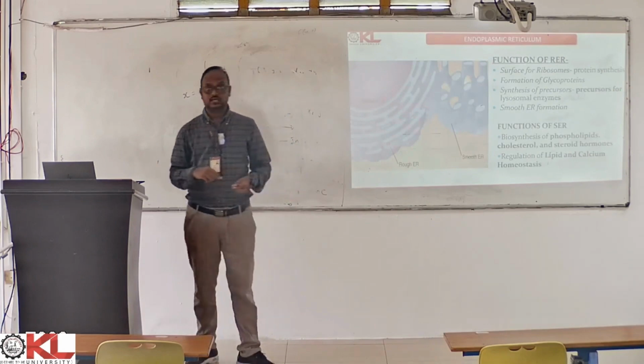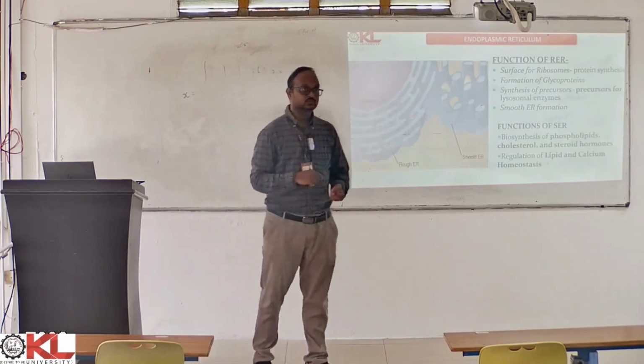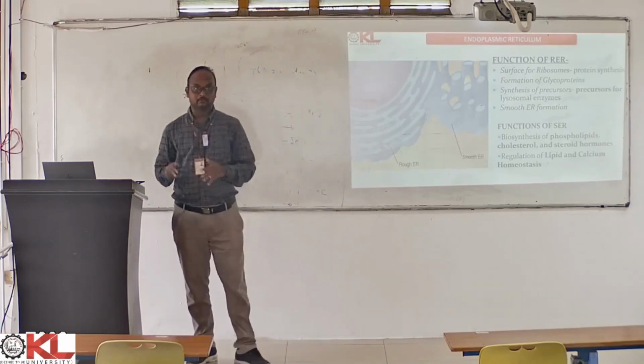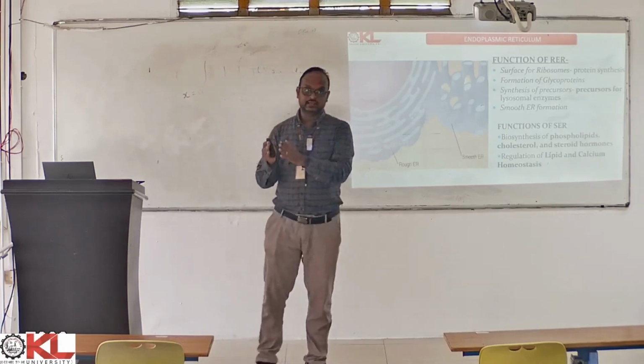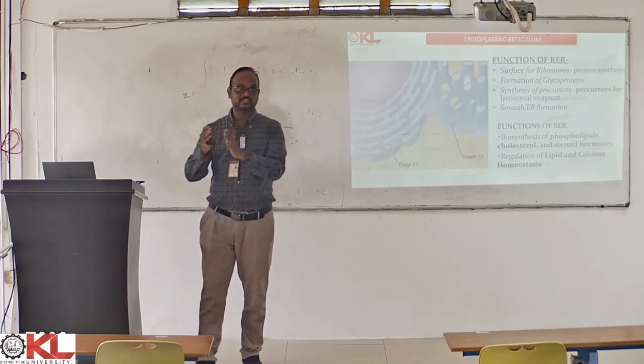So we all know that the nucleus has the genetic material, right, in the form of DNA. So when protein synthesis has to happen, DNA has to be converted into RNA, a specific type of RNA called mRNA or messenger RNA.